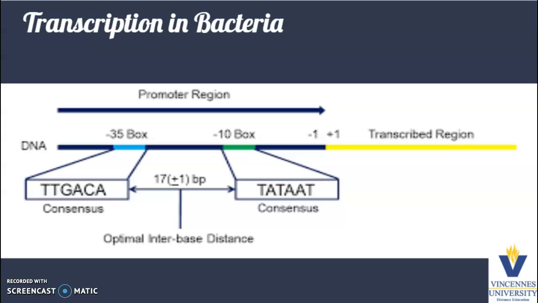And it really just has to do with the negative 35 and 10 sites, and also what's known as this 10 box right here. That's known as the Pribnow box. Kind of a fun fact, named after the originator, the founder, whoever found it. And these are used to initiate the transcription.